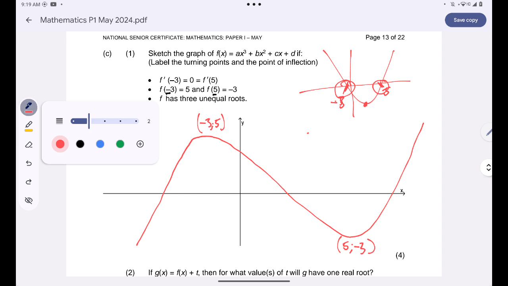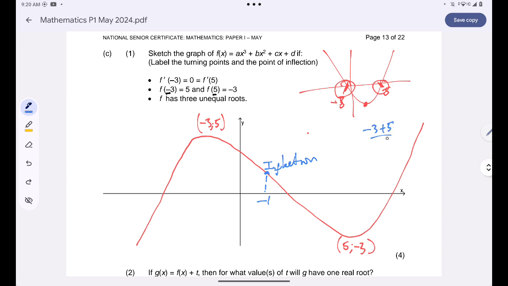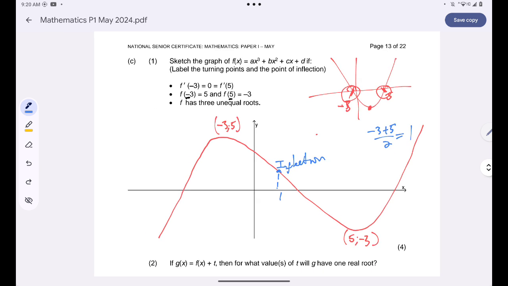Let me indicate that in blue. Point of inflection will be here when x is equal to negative 1. Why x is negative 1? Because I'll simply say negative 3 plus 5 all over 2. Now I'm getting negative, but it is on the positive side. Excuse me about that. I'll get a plus 1. Are you together? So the point of inflection, you'll only find it when x is equal to a positive 1. Are you together?